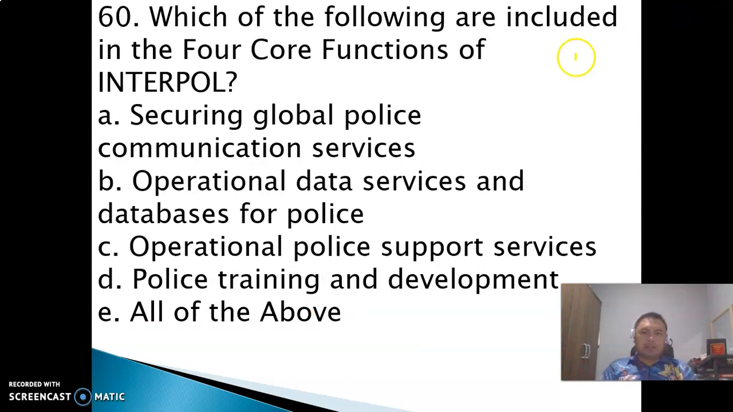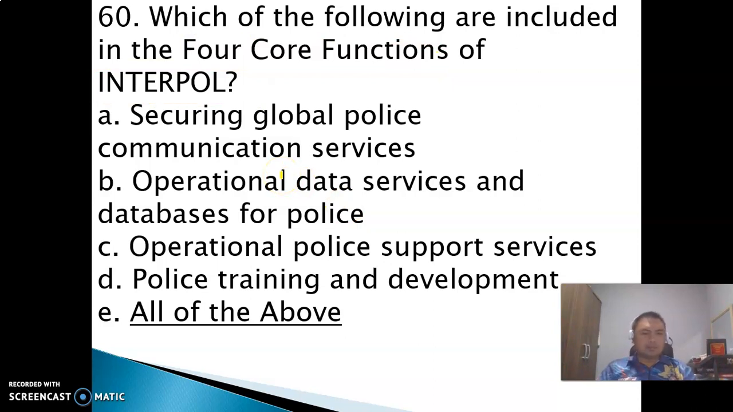60. Which the following are included in the 4 core functions of Interpol? 4 core functions of the International Police Organization or Interpol. Is it A, securing global police communication services? B, operational data services and database for police? C, operational police support services? D, police training and development, or all of the above? Of course, ang tamang sagot is all of the above.